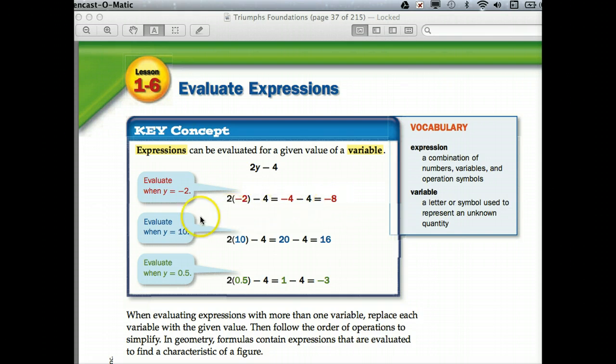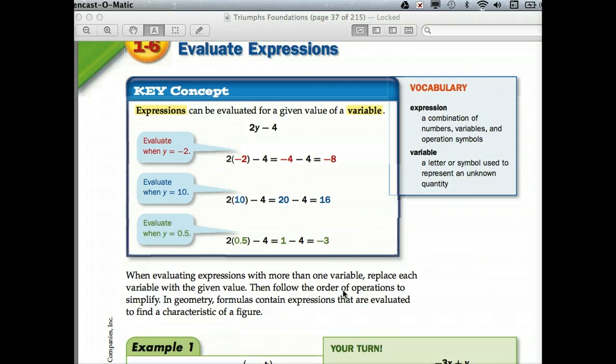Okay, let's look at another example. Here we're asked to evaluate when y is equal to 10. So we're using the exact same expression, but this time in place of y, we're going to put a 10. So now we have 2 times 10 is 20, minus 4 is 16. Yet again, we're asked to evaluate when y is equal to 5/10, or it's 1/2. Same thing. So in place of y, we're going to put the 5/10. So 2 times 5/10 minus 4. So half of 2 is 1. Minus 4 is a negative 3.